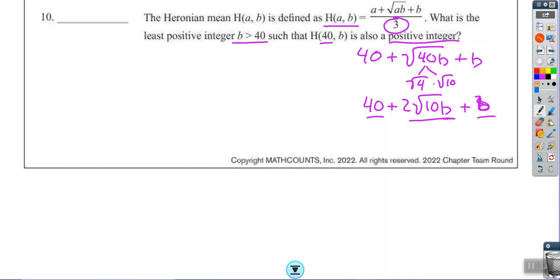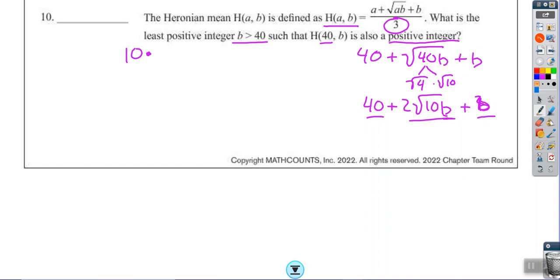All right, so here we go. We know that this b value has to be a factor of 10 times another square number. So let's start plugging square numbers in and see if it works.